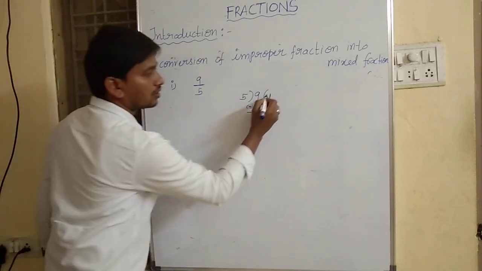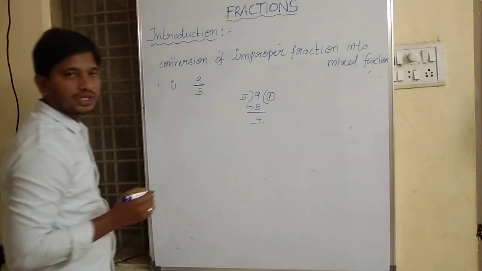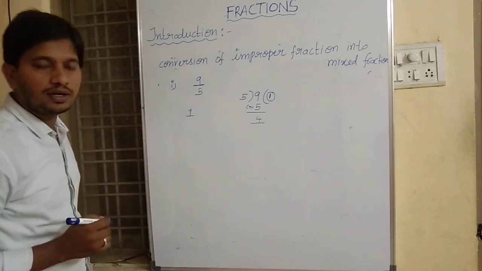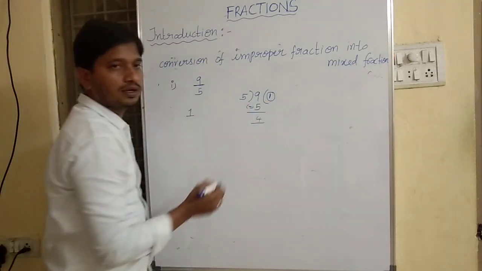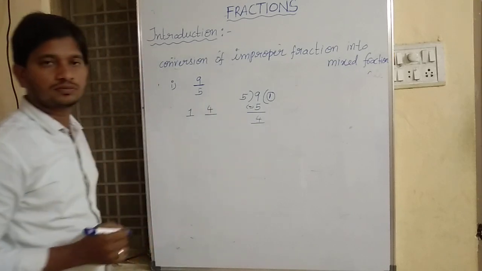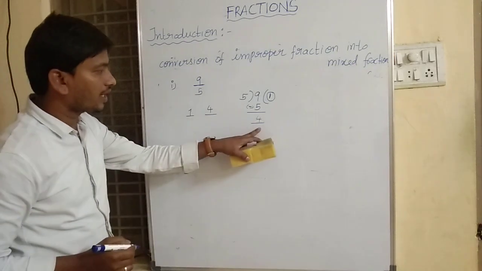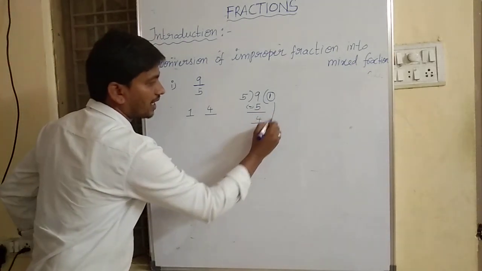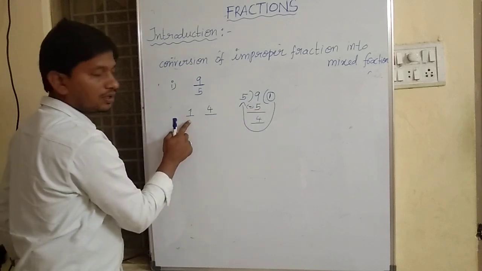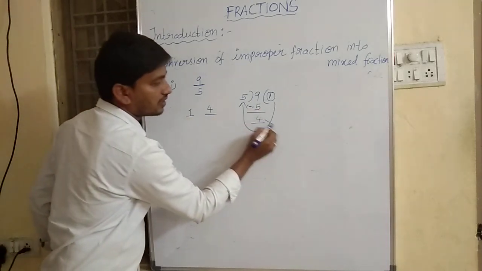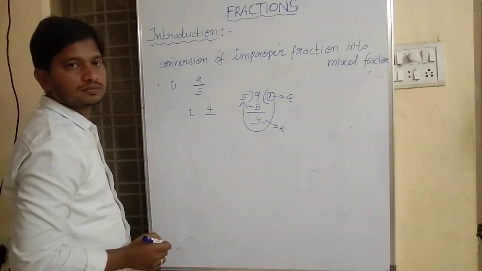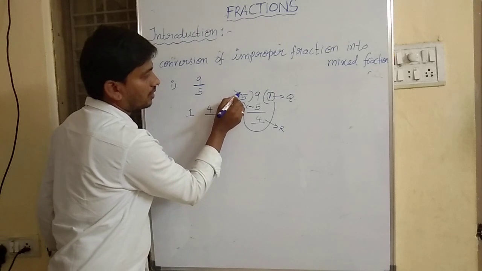First you have to write the quotient. Our quotient is 1. Then you have to write the remainder. First we write the quotient, then we write the remainder. This is our remainder, this is our quotient, and this is our divisor.